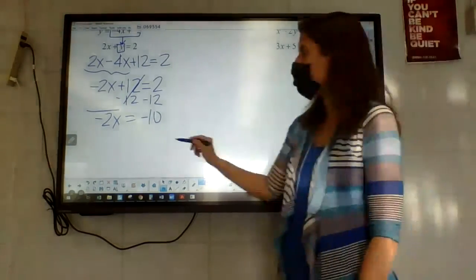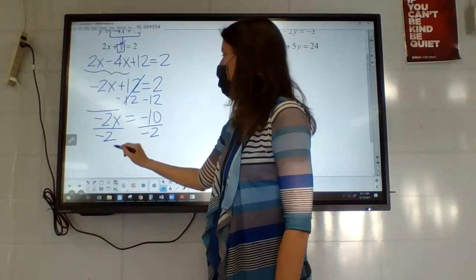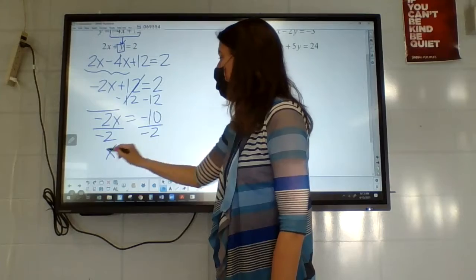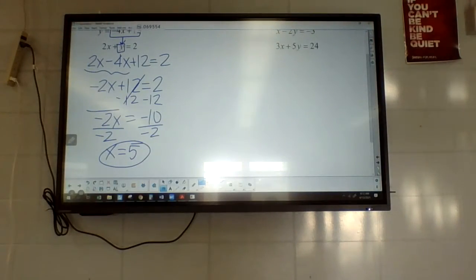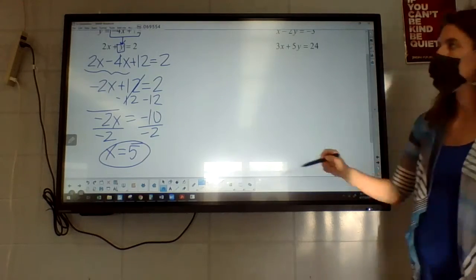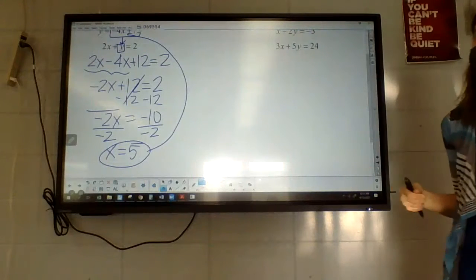And then we'll divide to get rid of that -2 and find out that x has to be 5. Now we're not done when we get x equals 5. Remember, we still have to go back and find the y value. So we have to take this x and put it back in up there to figure out what y is.